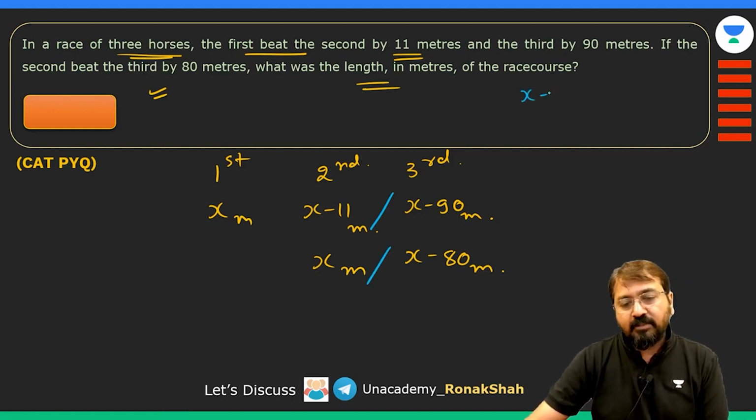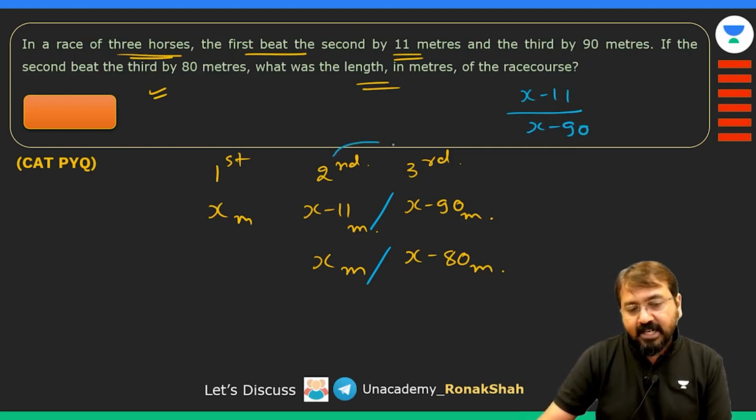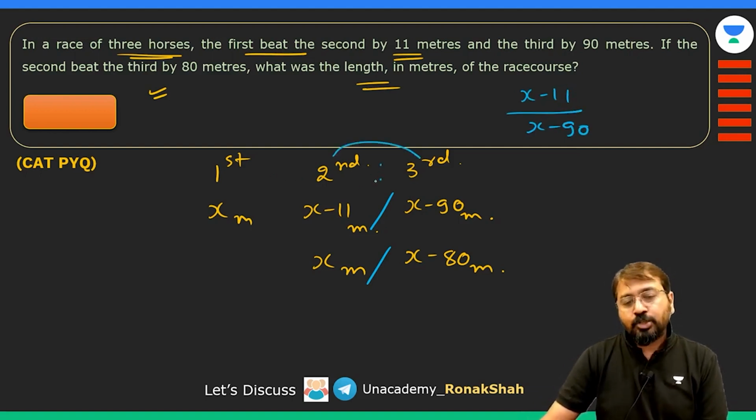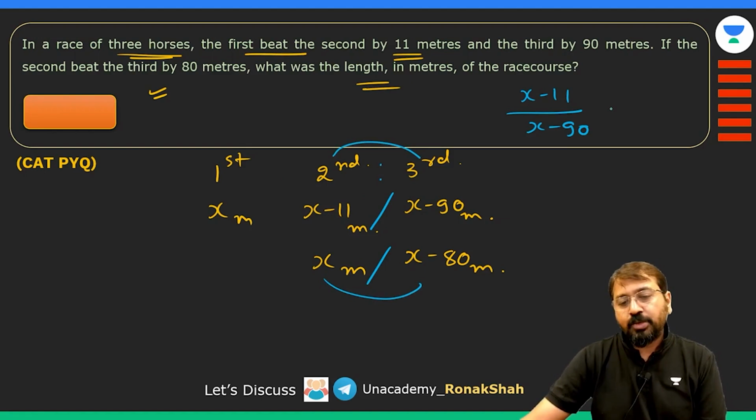So my equation will be (x minus 11) divided by (x minus 90), the speed of second upon speed of third. This ratio will remain the same. Similarly, in the second situation, this ratio of speed is x upon (x minus 80). So you can just cross multiply.